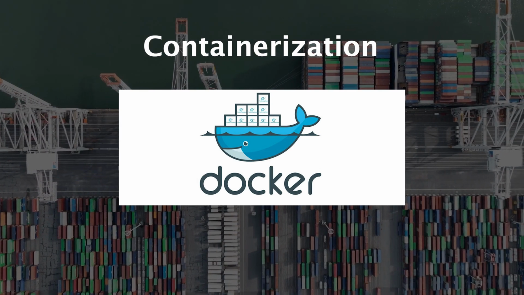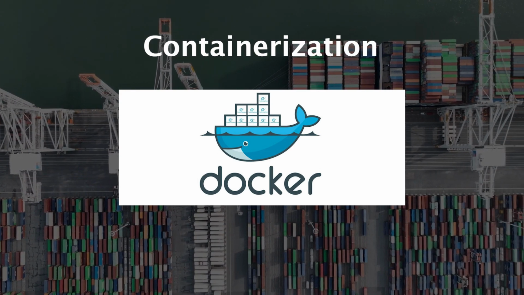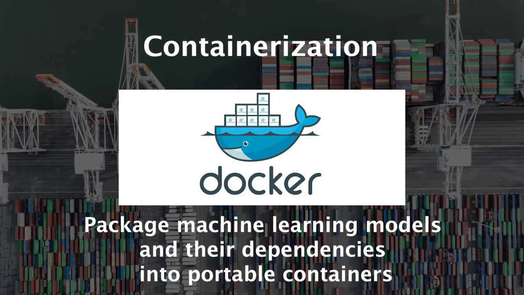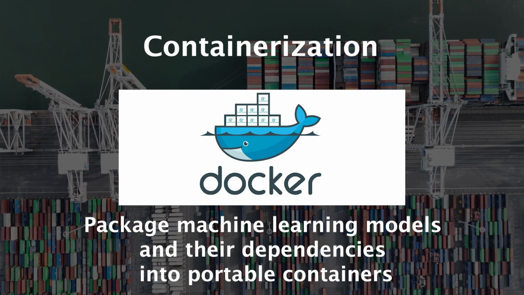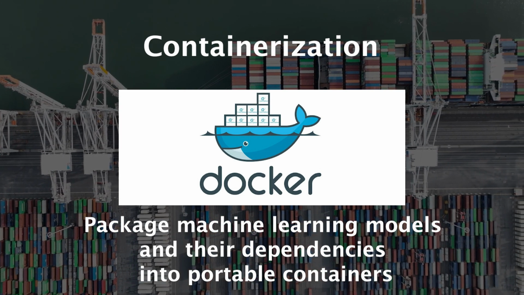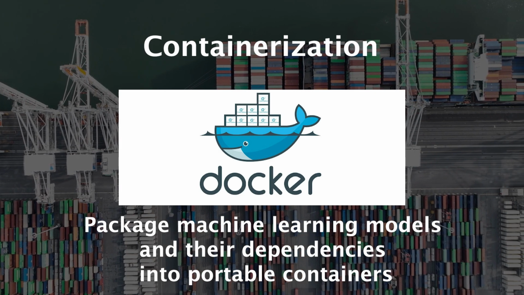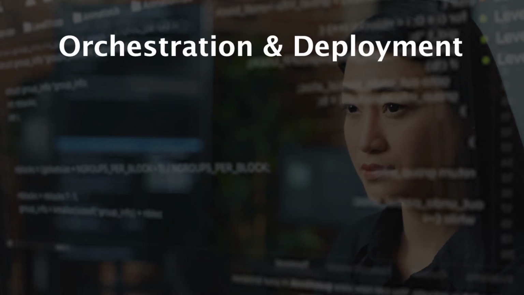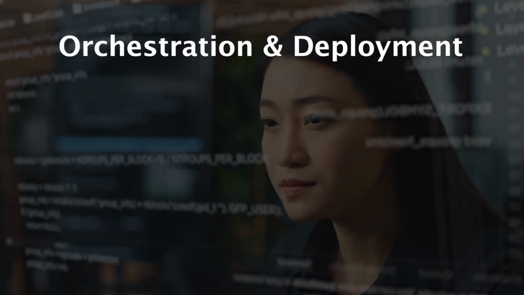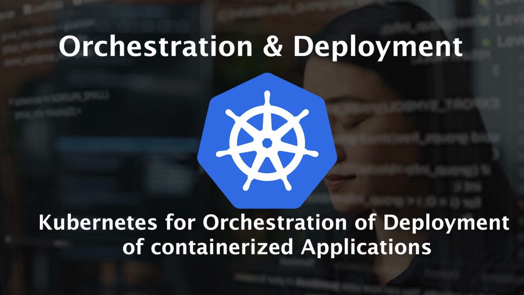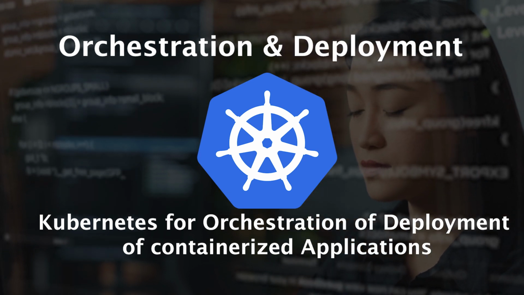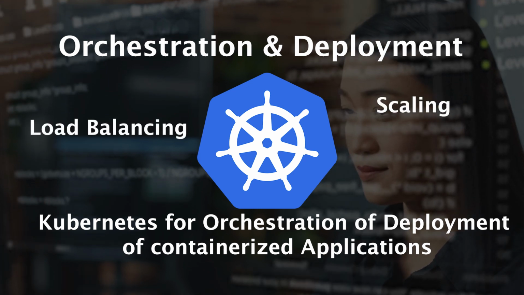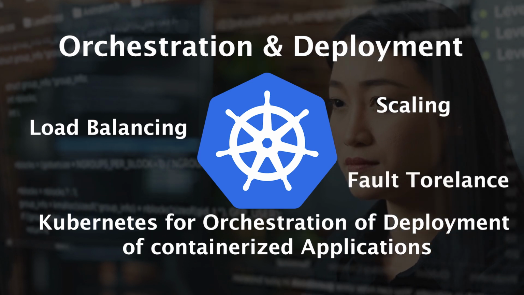So containerization technologies like Docker are used to package the machine learning models and their dependencies into portable containers. This would ensure that the models run consistently across various environments, from development to production. Now the next component that we have got is orchestration and deployment. MLOps platforms often include tools like Kubernetes for orchestrating the deployment of the containerized models. And with the help of Kubernetes, this would enable efficient scaling, load balancing, and fault tolerance.